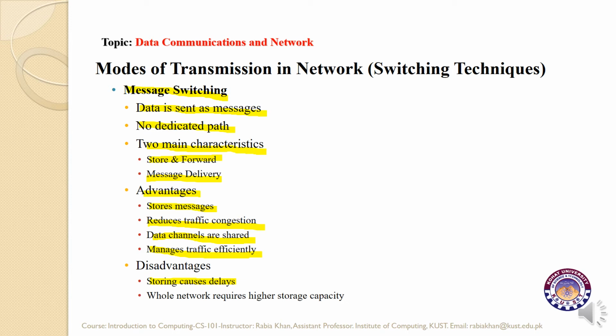Another disadvantage is that the whole network requires higher storage capacity. As this mechanism says, every node has to store the data for some time until the next node in the path is ready to receive it. So every node must have the storage capacity, which is not possible for every computer. A node means a computer, an interconnecting computer. So every node may not have a high capacity of data storage. This is one of the disadvantages if it is used as a switching technique.